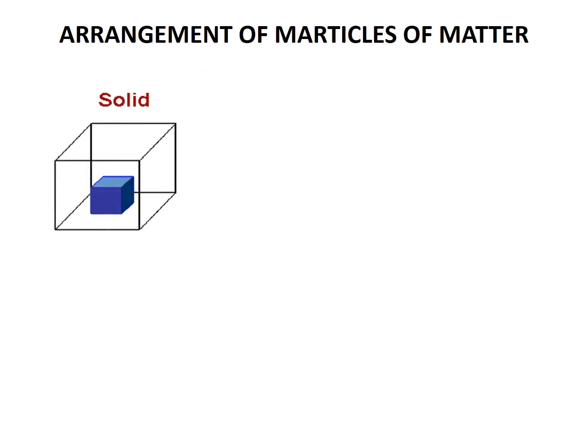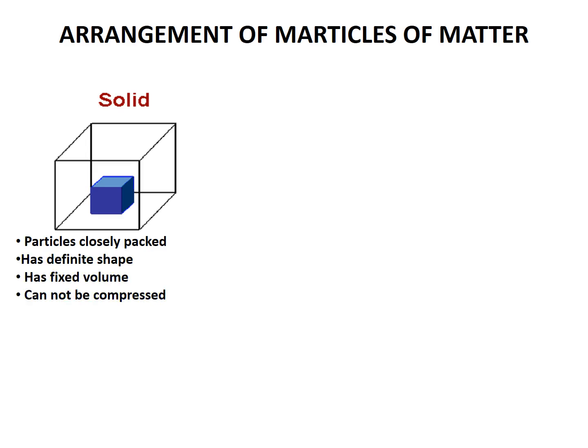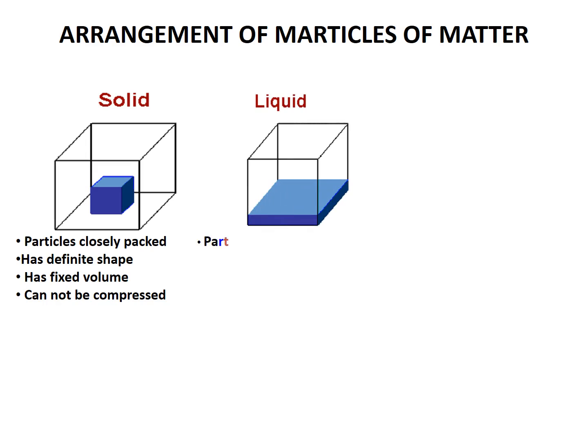Let's get straight into the arrangement of particles in matter that I've spoken about earlier. We are saying in solids, particles are closely packed. Solids have a defined shape. They also have a fixed volume. They cannot be compressed. You can try and compress a solid as much as you can, it won't be compressed.